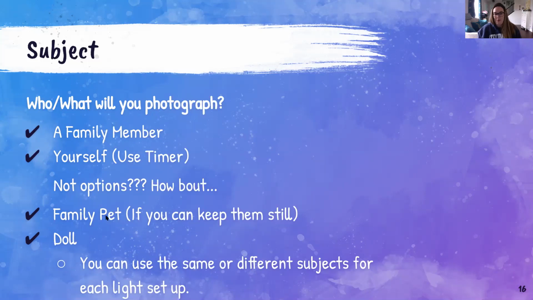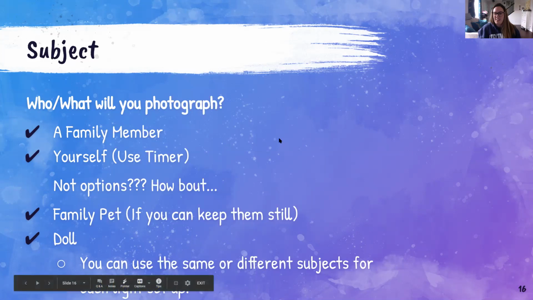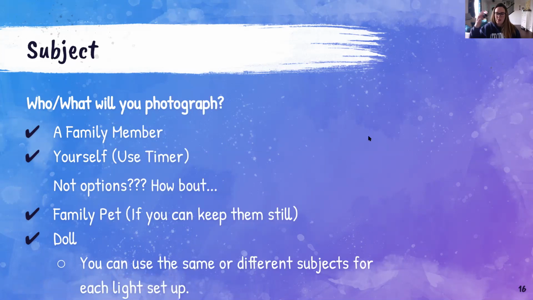Do you have a family pet? If you can keep them still and you could still get the lighting, can you get the dog to look at you straight away to get the split lighting and that kind of stuff? You maybe have a treat to make them change their profile. And last but not least, do you have a doll? Because it's still supposed to be a portrait. We don't want to just use a random object, so that we can see the direction of light.